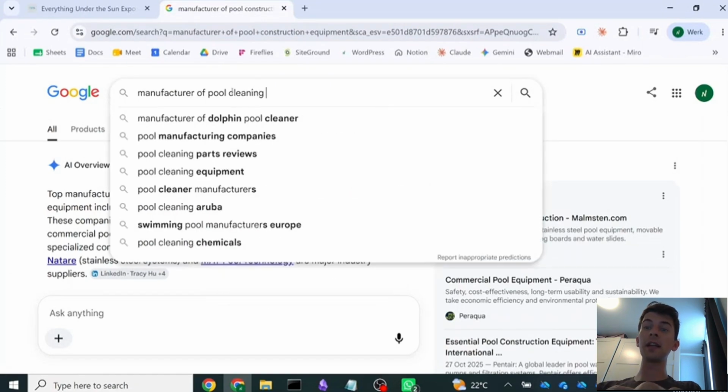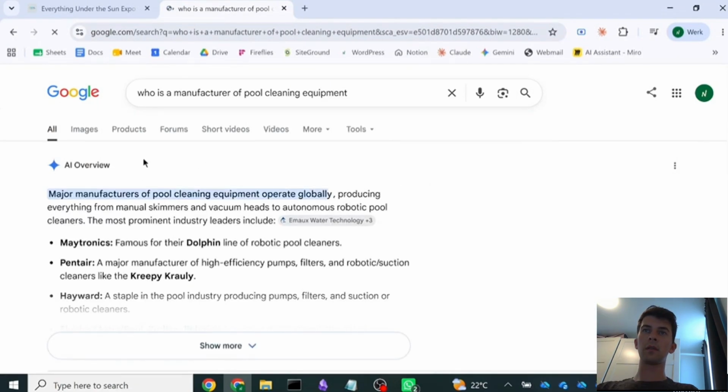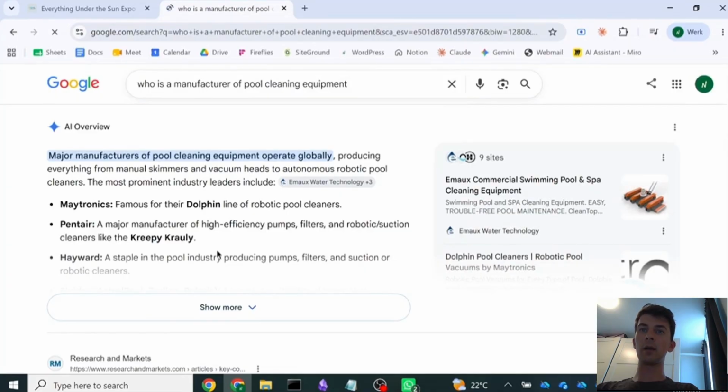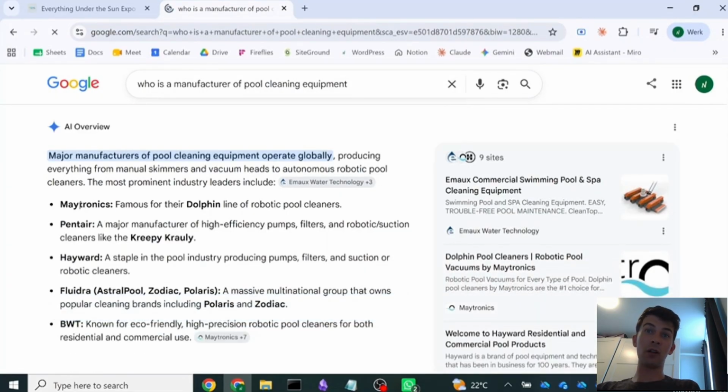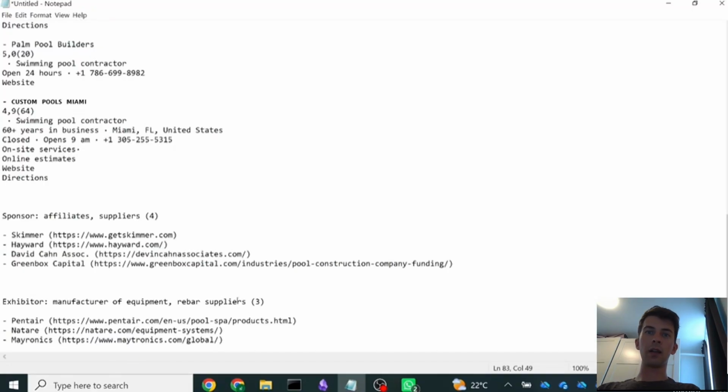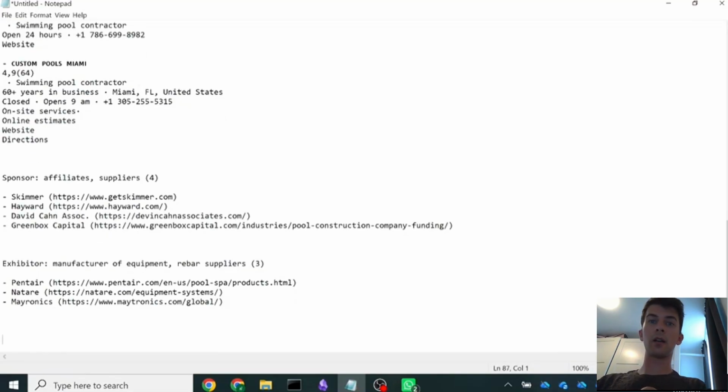How about pool cleaning equipment? If I look who is a manufacturer of pool cleaning equipment, we get things like Maytronics, who have the Dolphin. Okay, now we've got 3 manufacturers of different kinds of equipment. Last thing we'll look at are strategic partnerships.